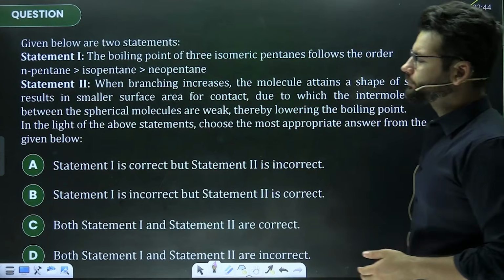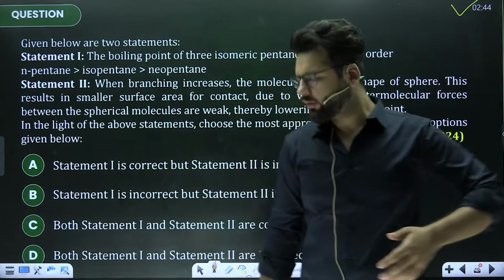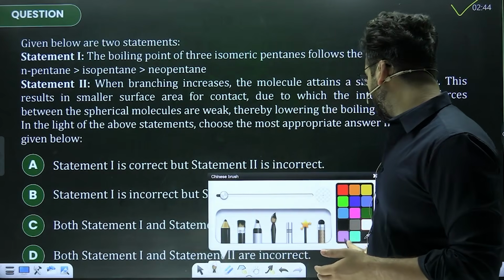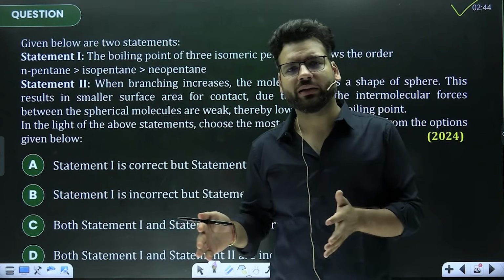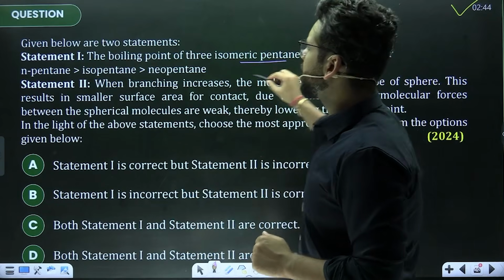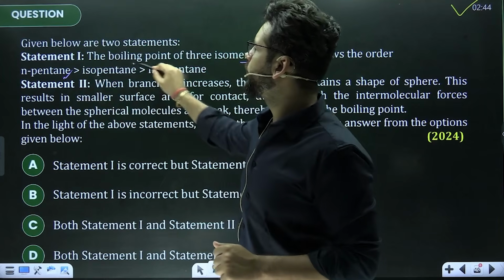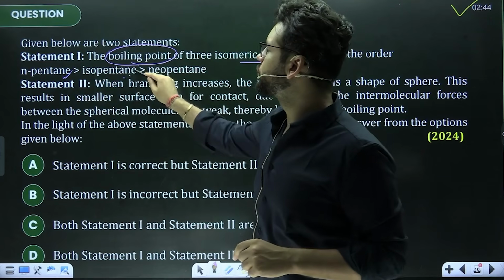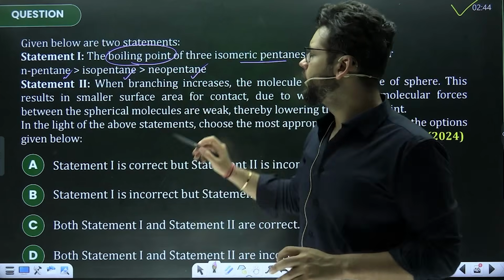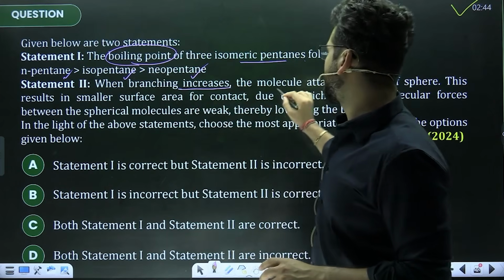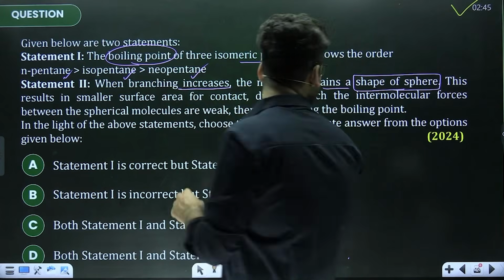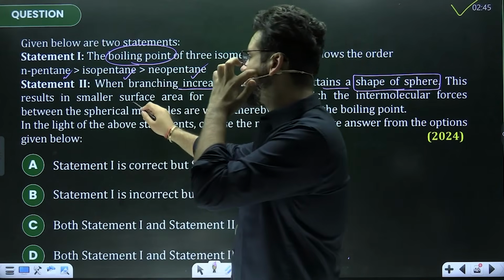Moving ahead. Another PYQ that I've taken here. Very nice PYQ from the physical properties. All questions will be derived from NCERT itself with some extra points. Okay. So the boiling points of the three isomeric pentanes are in the order n-pentane, iso, neo. Boiling point, not melting. Absolutely correct. Correct statement. When branching increases, the molecule attains the shape of a sphere. Exactly correct. Whatever the NCERT says, they have mentioned. This results in smaller surface area.